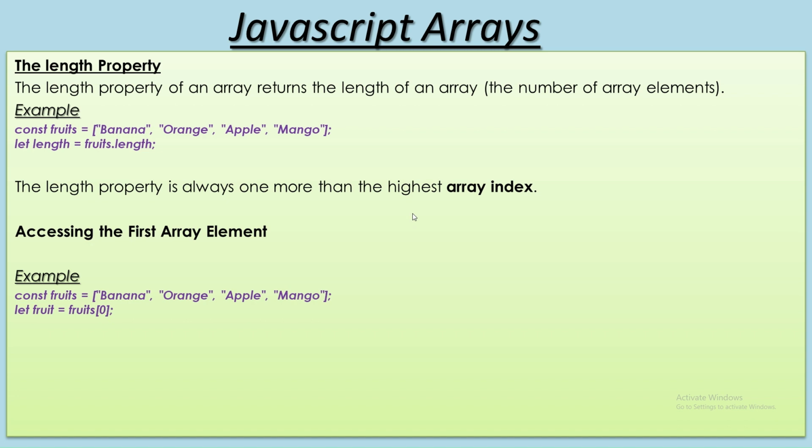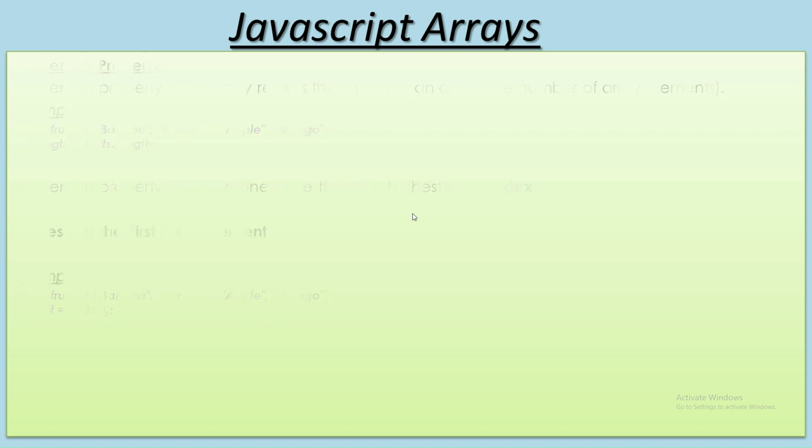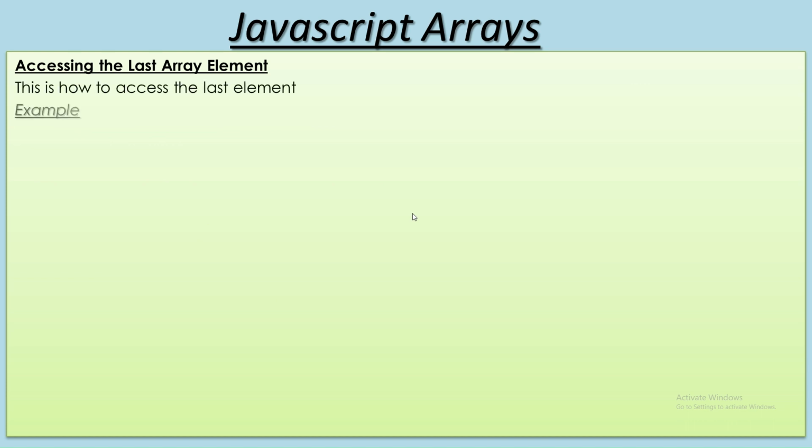So accessing the first array element, for example, const fruits = ["Banana", "Orange", "Apple", "Mango"], and let fruit = fruits[0]. This would give us the first element.